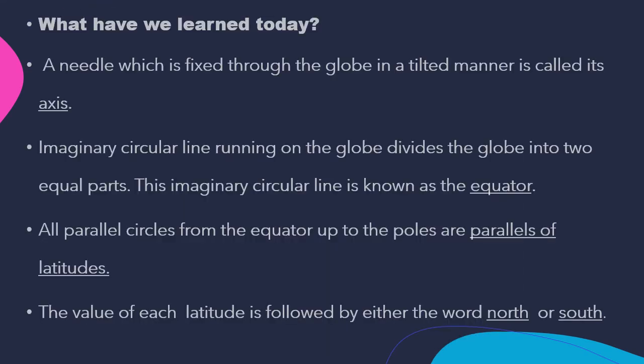What have we learned today? A needle which is fixed through the globe in a tilted manner is called its axis. Imaginary circular line running on the globe divides the earth into two equal parts. This imaginary circular line is known as the equator. All parallel circles from the equator up to the poles are parallels of latitudes. The value of each latitude is followed by either the word north or south.